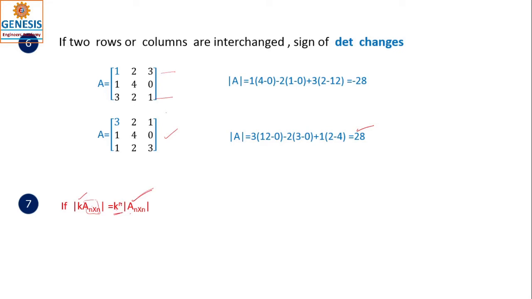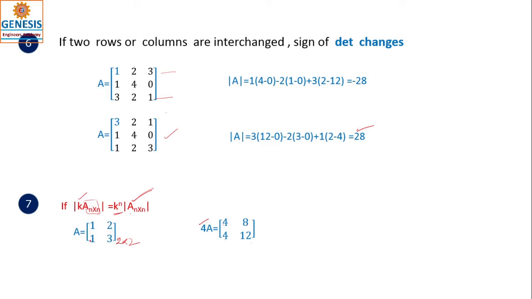A is 1, 2, 1, 3, and I want 4A. I have multiplied by 4. After multiplying that, it becomes 4, 8, 4, 12. The order is 2 by 2, that means n is 2. So it will become 4 to the power of 2, that is 4 square, that is 16. So what is the modulus of this? It is 16 times this. So let us try.